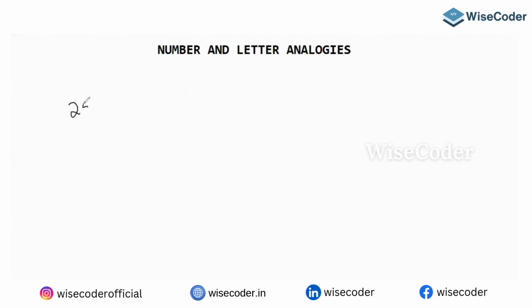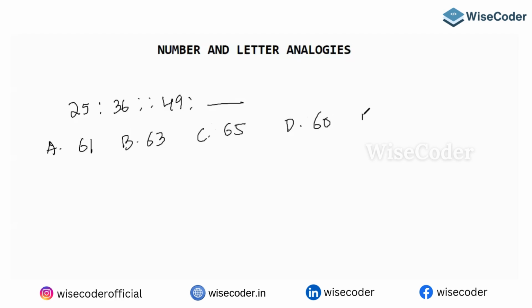If 25, 36, 49, what is the answer? Option A 61, option B 63, option C 65, option D 60, option E 98.